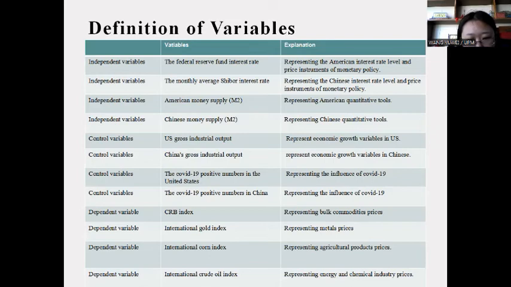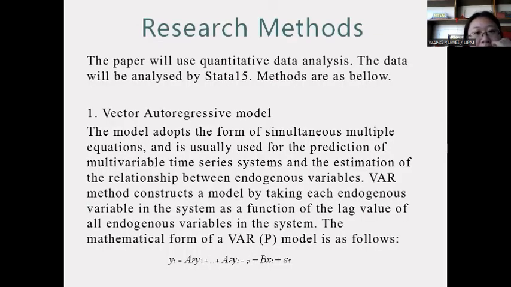The international gold index will represent metal prices. The international corn index will represent agricultural product prices. The international crude oil index will represent energy and chemical industry prices. And this paper will use quantitative data analysis. The data will be analyzed by the data fitting methods below.